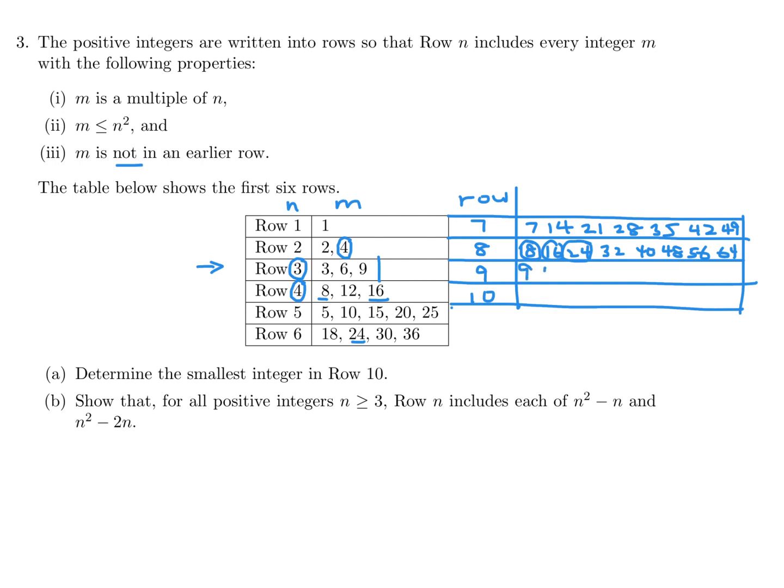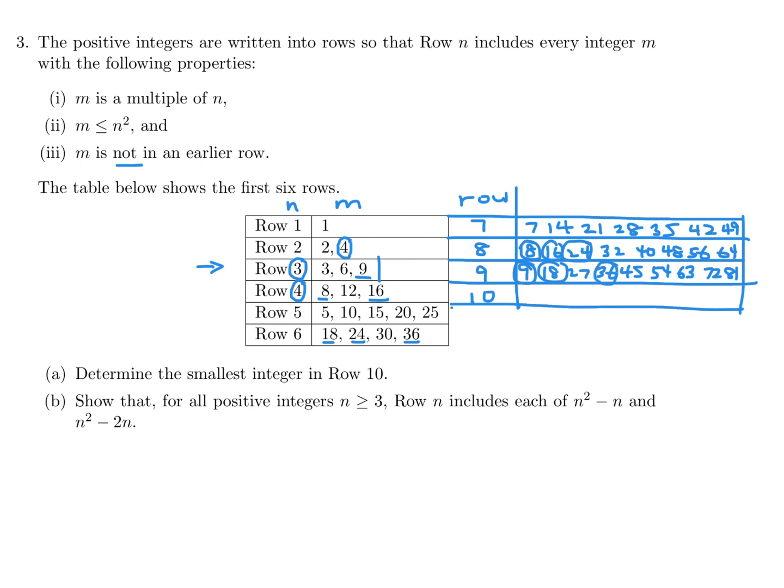And then 9: 9, 18, 27, 36, 45, 54, 63, 72, and 81. Now, how many of these are going to be gone? There's a 9 here, so I got to get rid of that because all the numbers can't be in an earlier row. Only the ones not in an earlier row you can include. So let's see, is 18 in an earlier row? It is, so that one leaves. 27, where's 27? No, 27's fine. 36, however, that's in an earlier row, so those are gone.